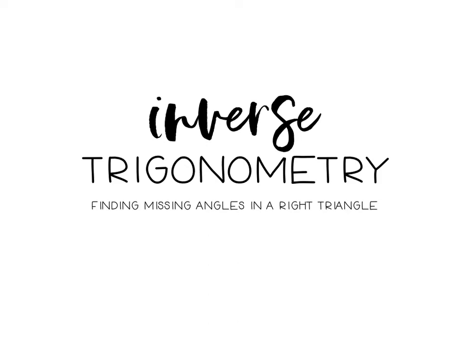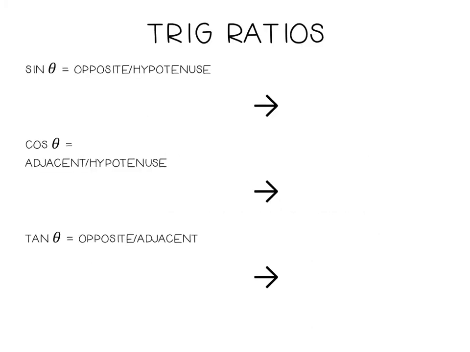This lesson is on inverse trigonometry, so we're going to work on finding missing angles in a right triangle rather than missing sides using the trig functions sine, cosine, and tangent. Looking at our original trig ratios, we know that sine of theta equals opposite over hypotenuse, cosine of theta equals adjacent over hypotenuse, and tangent of theta equals opposite over adjacent. Previously we've been using these trig ratios to find one of the missing sides, and now we're going to work on actually finding theta.